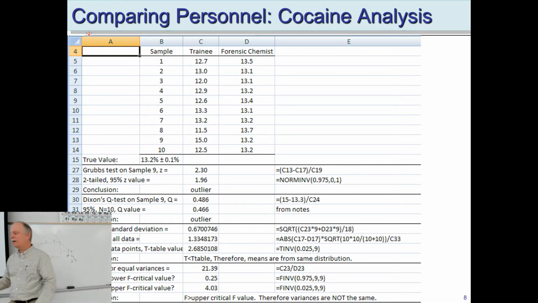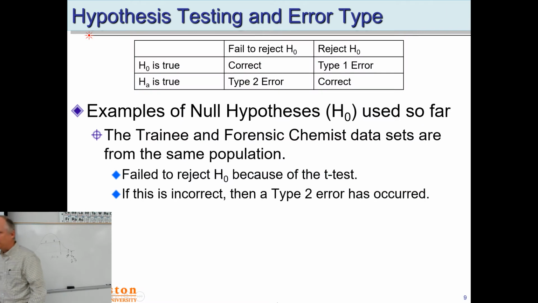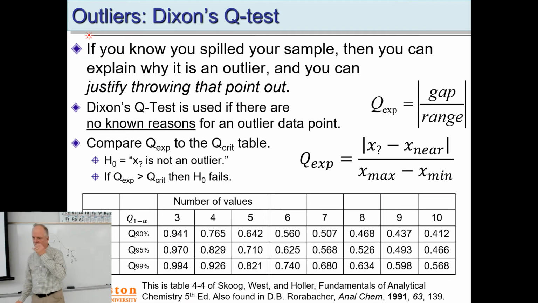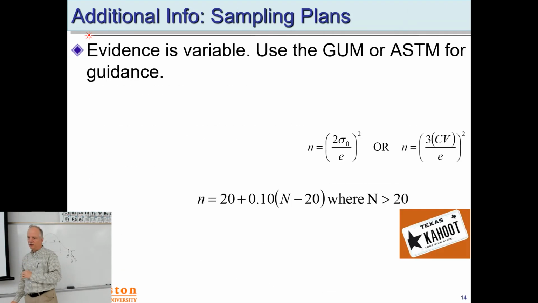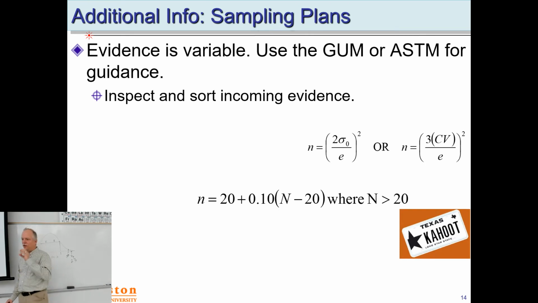And so that's the sampling plan. That's the last thing we'll cover this morning, related to this forensic chemist and so on. So this is the sampling plan. And there's the GUM, okay? The GUM is the Guidance for Uncertainty Management. The ASTM also has sampling plans and sampling guides.